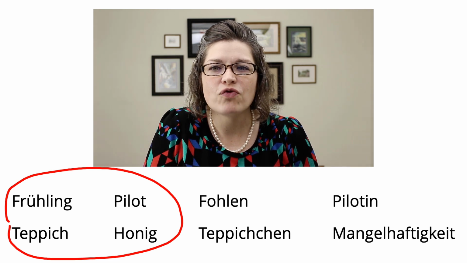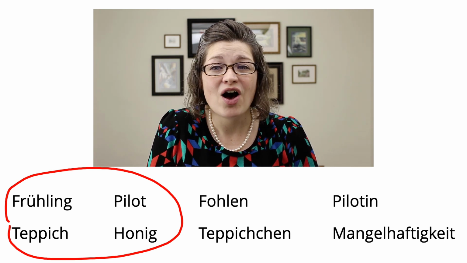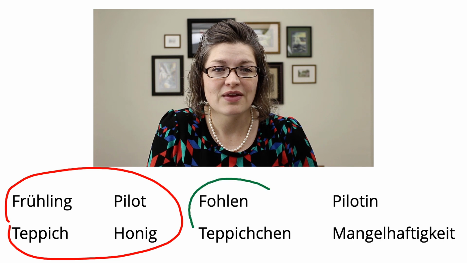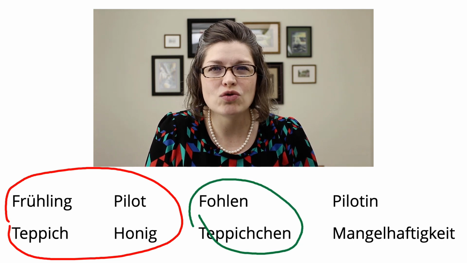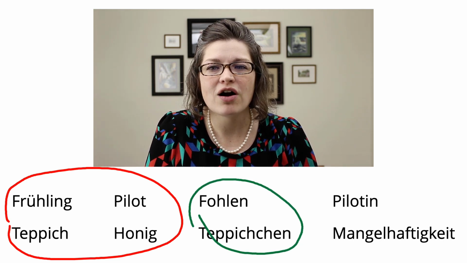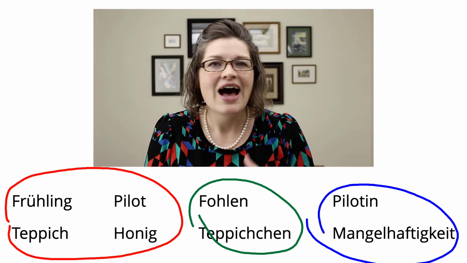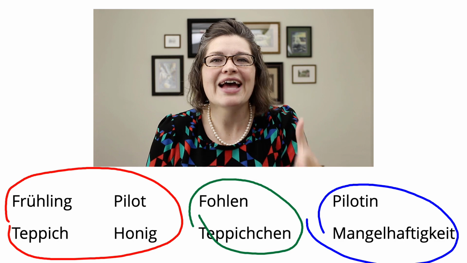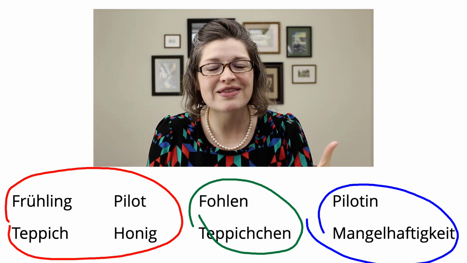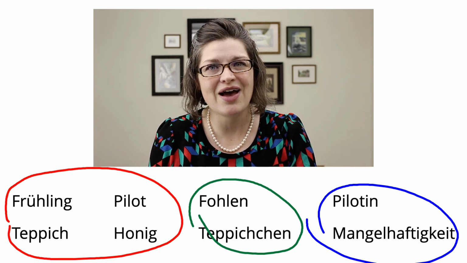I know that Fohlen and Teppichchen are neuter nouns, and that Piloten and Mangelhaftigkeit are feminine nouns. But here's the thing, I'm not a native speaker. I had to learn German as a foreign language just like you're doing right now.